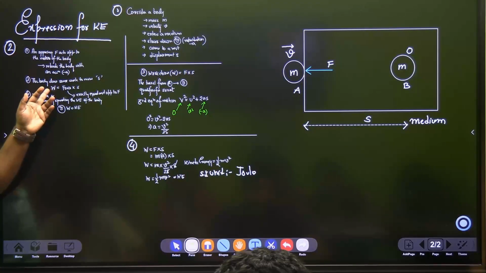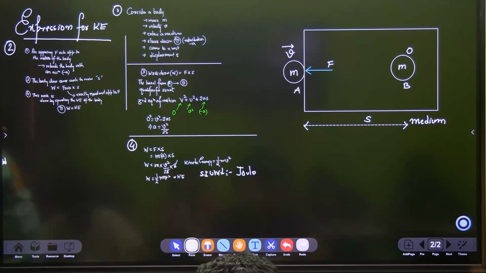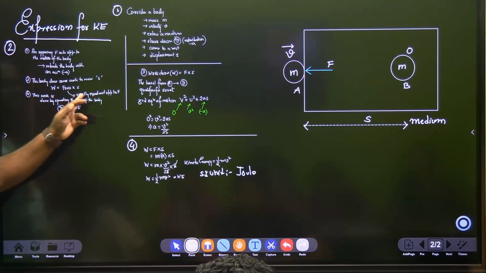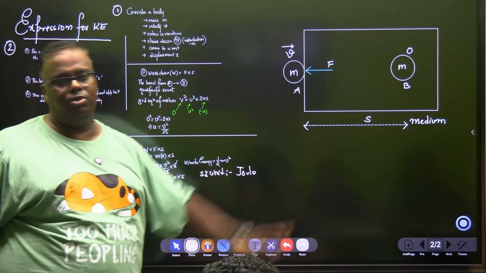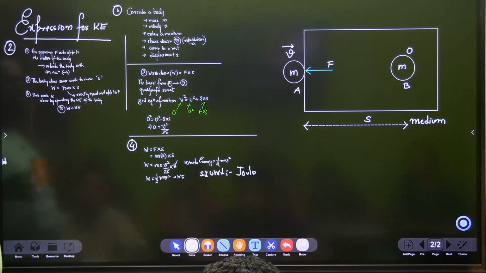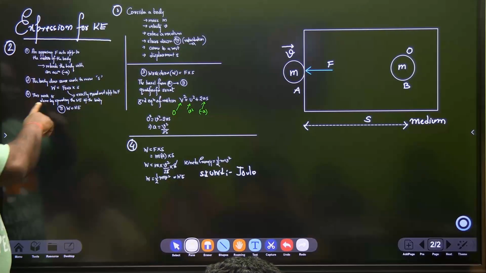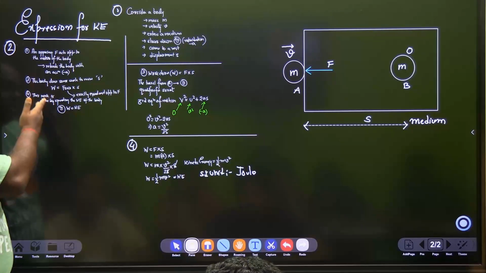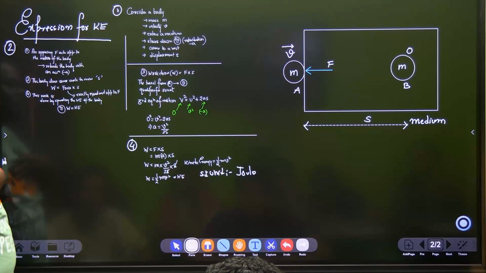And that work is given by W equal to force into displacement. This force is exactly equal and opposite to the force with which you are encountering. And this work is done. How are you doing this work? This work is done by spending the KE of the body.